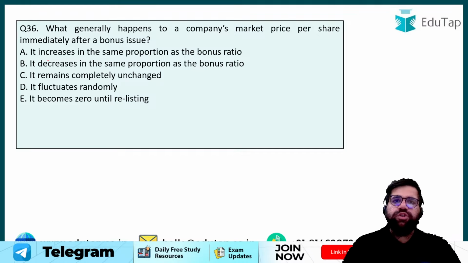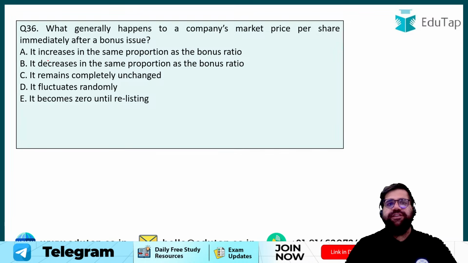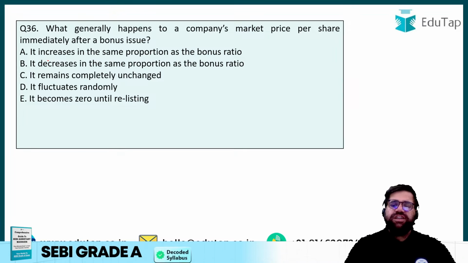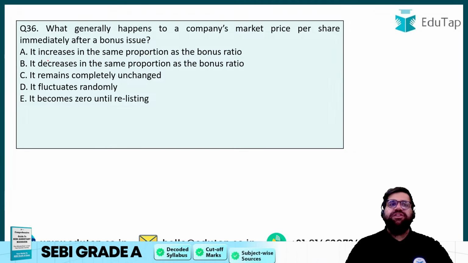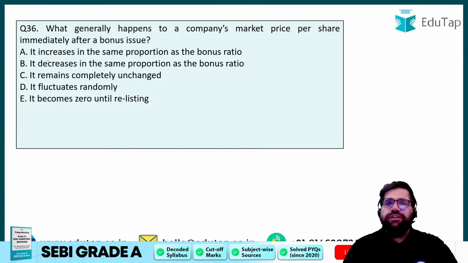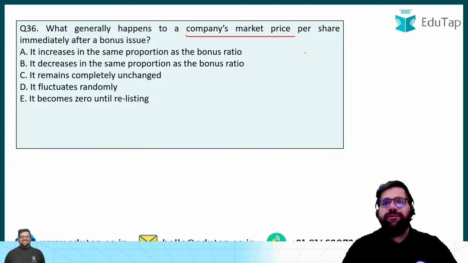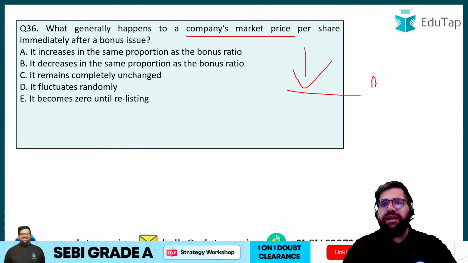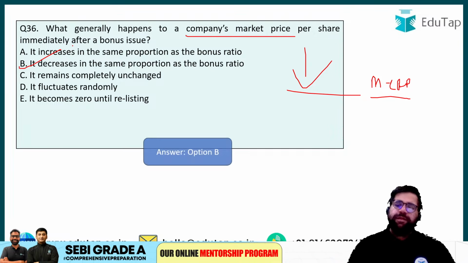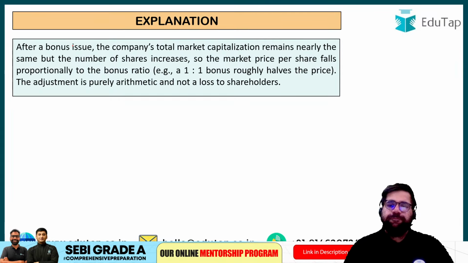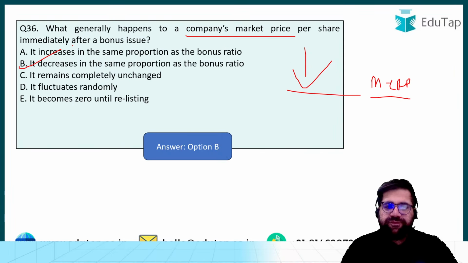What generally happens to a company's market price after a bonus issue? After a bonus issue, rights issue and multiple other corporate actions, you should remember what their after effect will be. So what generally happens to the company's market price per share immediately after a bonus issue? The market price reduces, although the market cap remains the same. Your market capitalization remains the same. So the answer over here will again be option number B. Right? Not D, which says it fluctuates randomly. No.